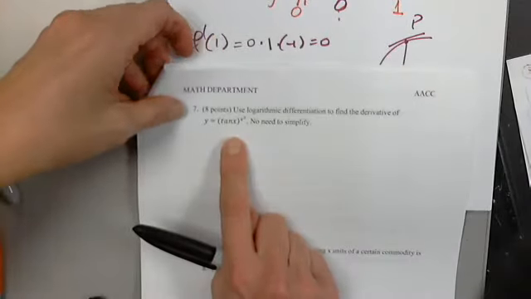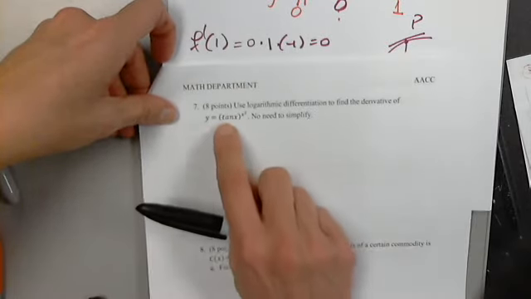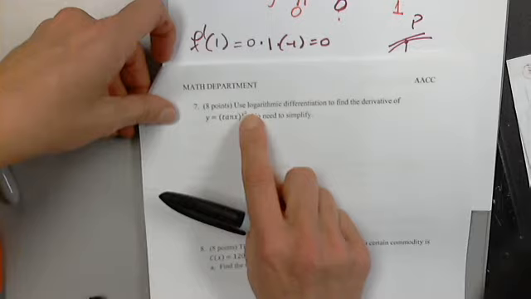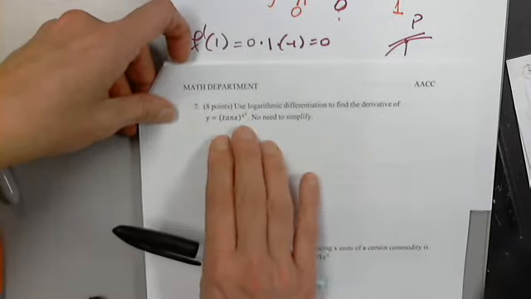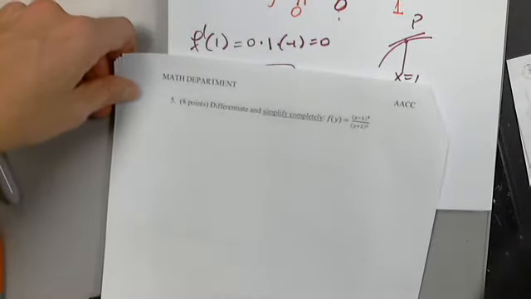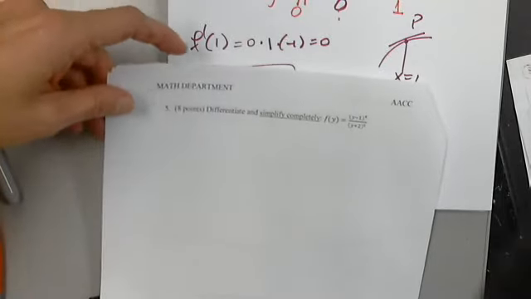So in this case, we have no choice. There is no differentiation rule for a function raised to another function. Here, there is no escape. We have to apply log. But here, it doesn't matter. If you think it's easier, you can apply. If you think it's not, we use the quotient rule.